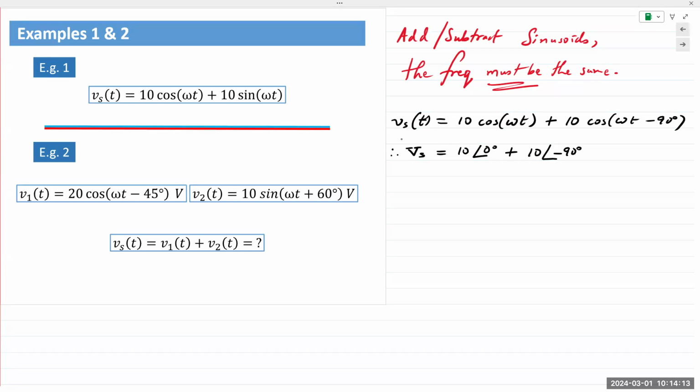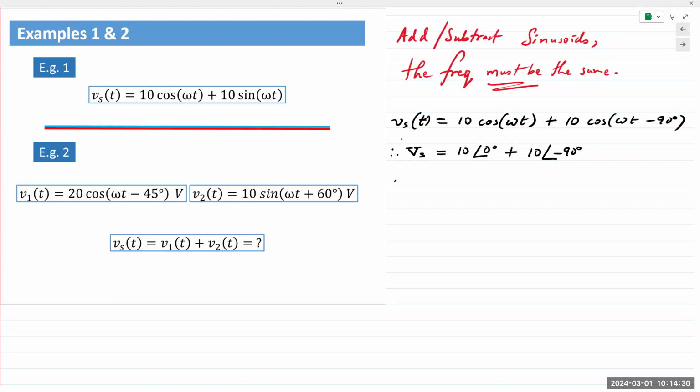Now at this point, I would assume that most of you have a programmable calculator. You go ahead and program this in your calculator and it will give you an answer. And that's the answer to the waveform.